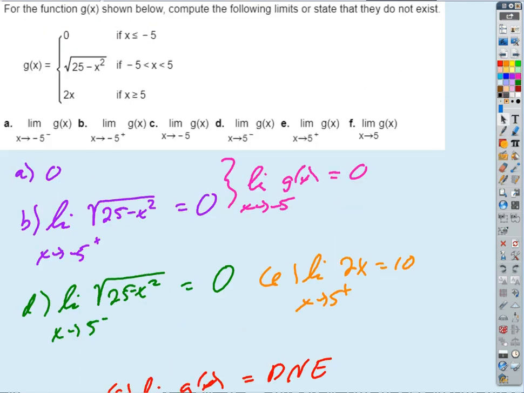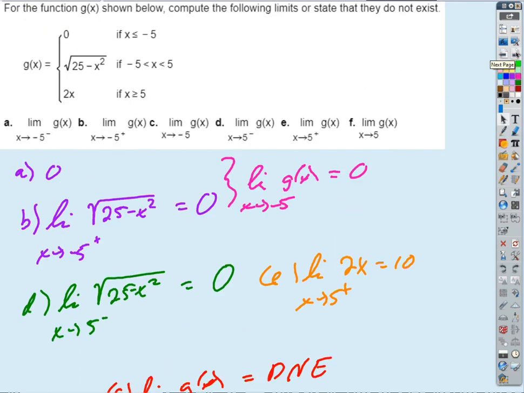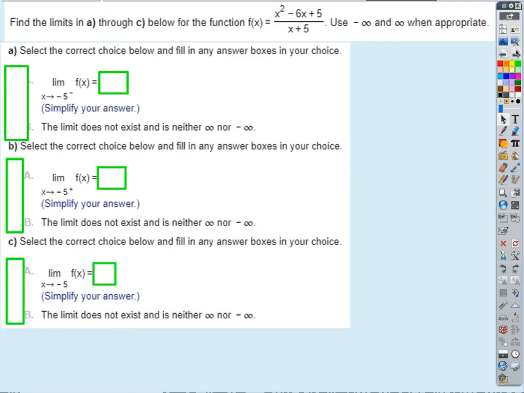Okay, good. So on the test, if we get that, do we just type in DNE? It'd be like multiple choice, and you'll choose the box that says doesn't exist.